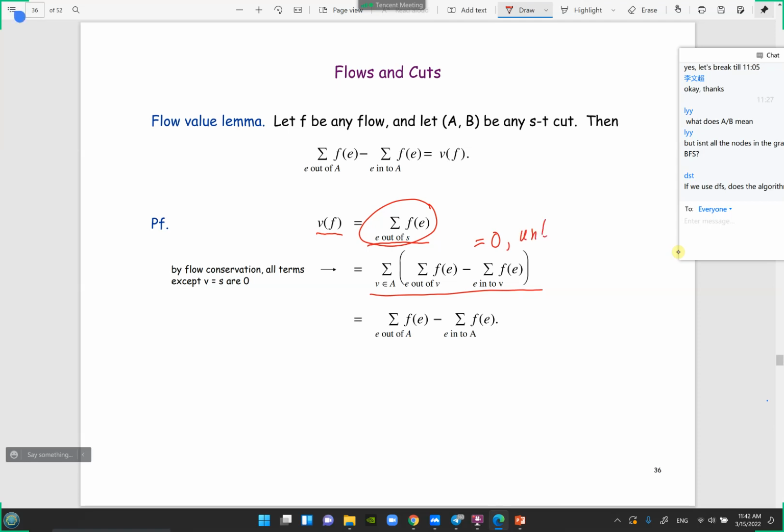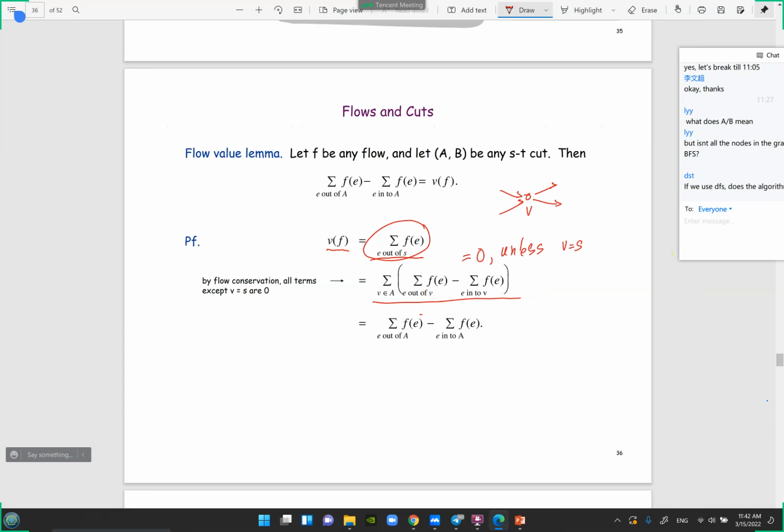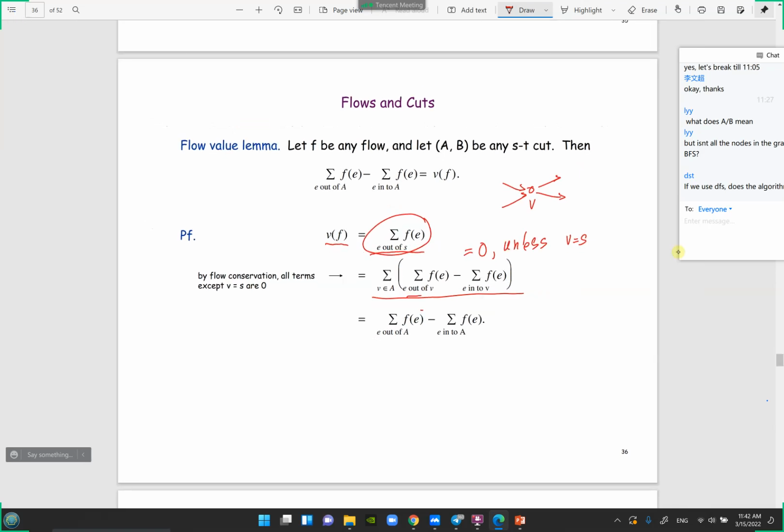unless V equals S. The reason is that, remember, we have this flow conservation property, which said that if you have a node V, and you look at all the flow going into this node, then that's equal to all of the flow going out from the node. And this expression is exactly that: the amount of flow going out from V minus the amount of flow into V. This is equal to 0 for every V unless V is equal to S.